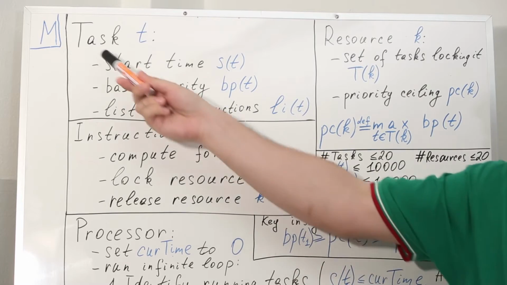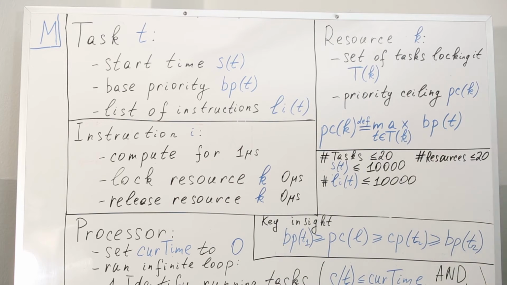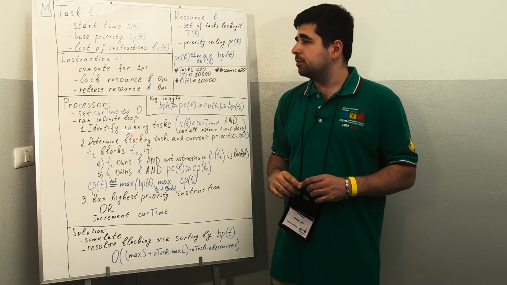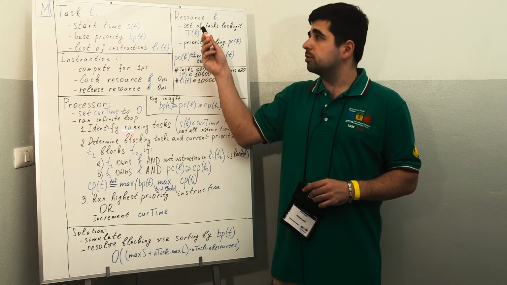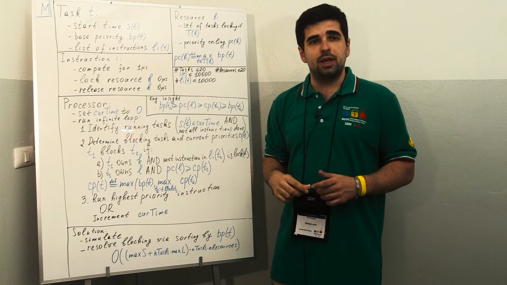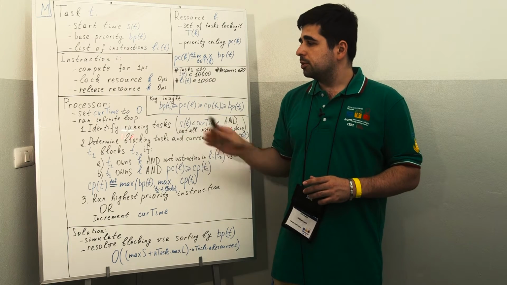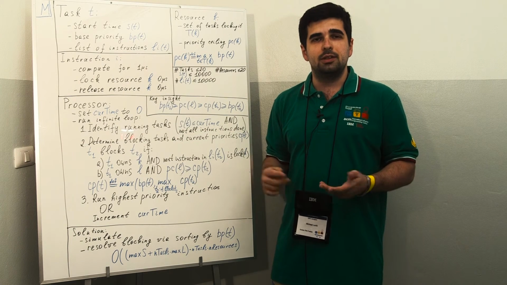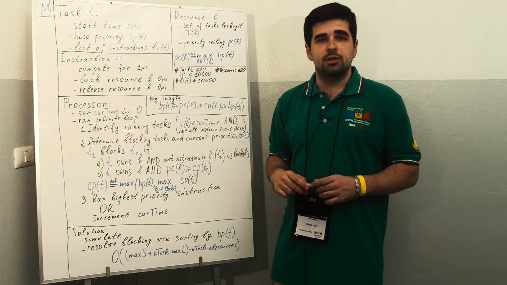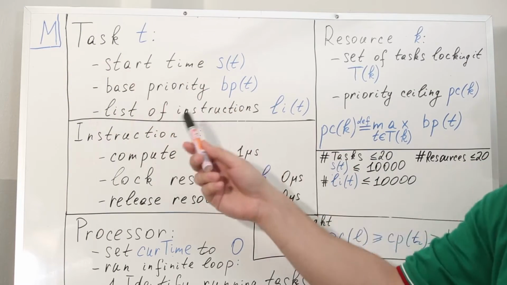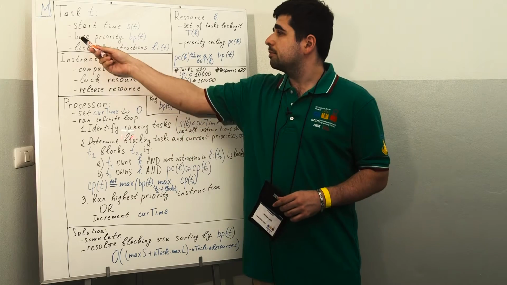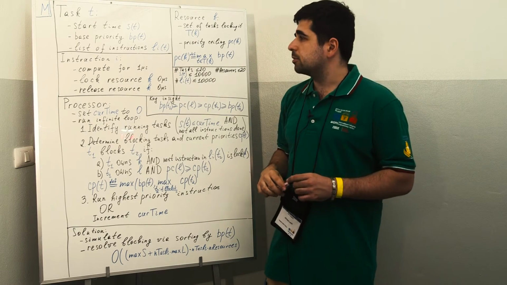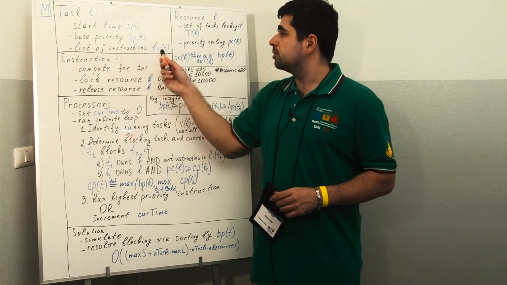This is a problem about tasks and instructions and resources and a protocol called priority ceiling, which basically guarantees that if you execute the tasks which can lock resources and block each other because of that, the programs will still go through, all the tasks will be executed, and you need to determine when exactly each task will finish its processing. So each task T has a start time S of T. It has a base priority BP of T, which is used in the protocol to make sure all the tasks will be finished at some point, and a list of instructions.